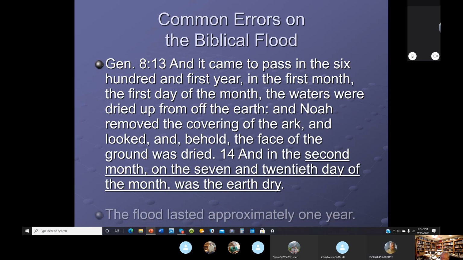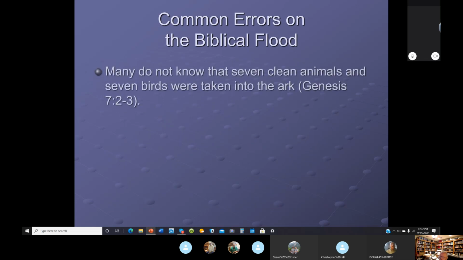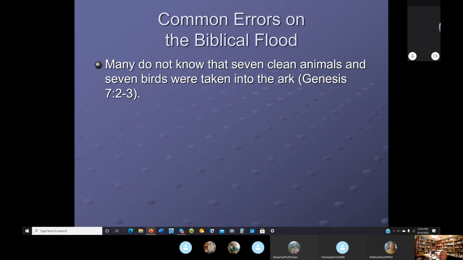You just do your calculations. Just a little bit over a year it lasted. Are there questions? It didn't last 40 days. It lasted over a year. That's not a local flood. It doesn't fit a local flood very well.